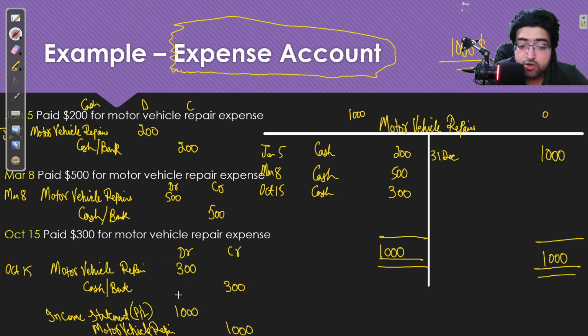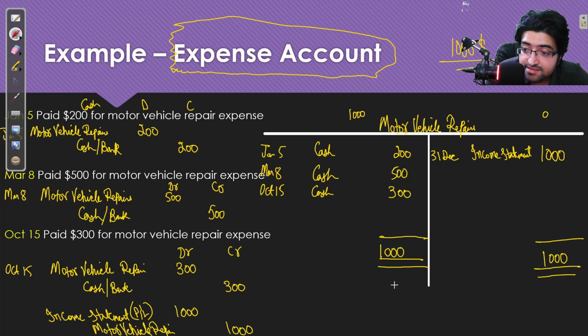So you see the account opposite is income statement or statement of profit and loss. So I will write income statement here. This is how we close the accounts. There is no balance carry forward.